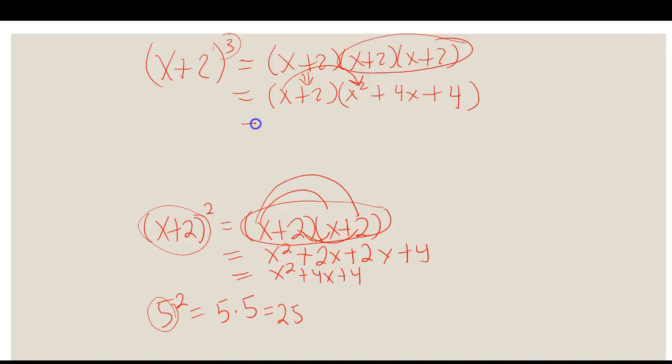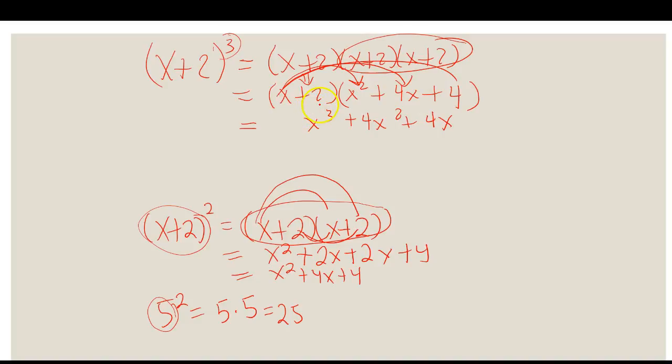And you can use the stack method if you want. So let's try it. X times x squared is x cubed. X times 4x is 4x squared. X times 4 is 4x. Then you can come back. So whatever you have in this parenthesis, you have to multiply times the other parenthesis. We just multiply x times everything in the second parenthesis.